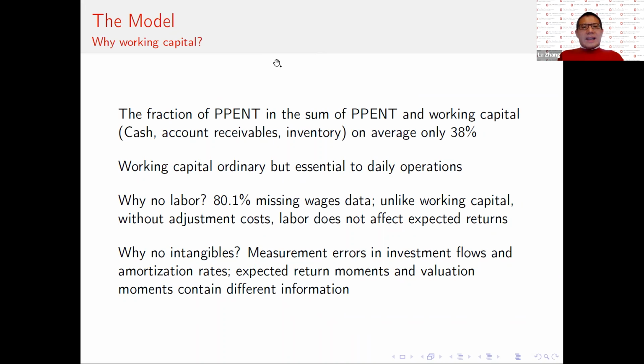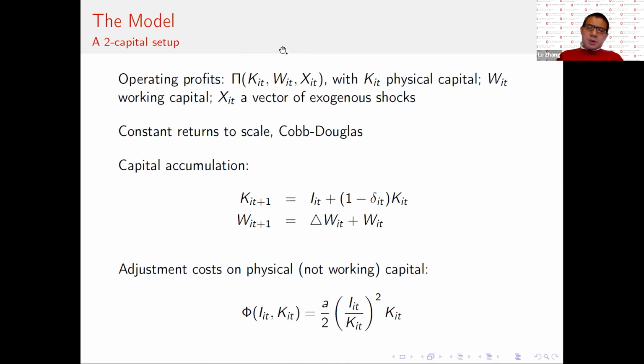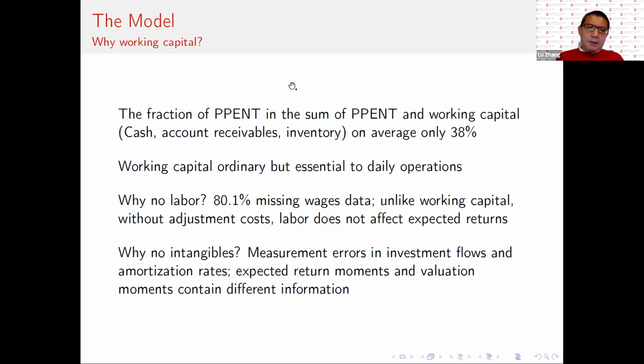Now, why working capital? If we want to introduce a different productive input, there are many choices, like labor, and more recently intangible capital has received a lot of attention. Why do we stick with working capital? Well, consider the fraction of PP&E, that's net property, plant, and equipment, in what we call total capital measured in this paper, the sum of PP&E and working capital, which accounts for cash, accounts receivables, and inventory. In the measurement, we simply use current assets in Compustat.